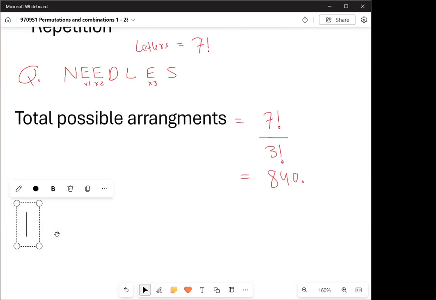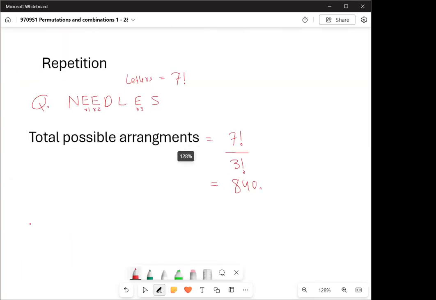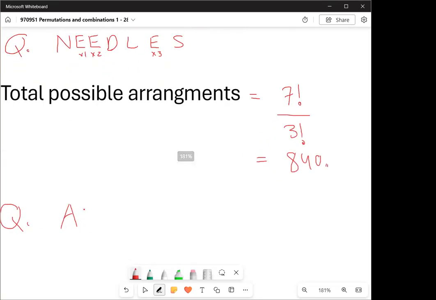Now what we can do is we can try some restriction. Repetition is clear, right? Let's try one more repetition question. We have abracadabra. Now find the total arrangement.